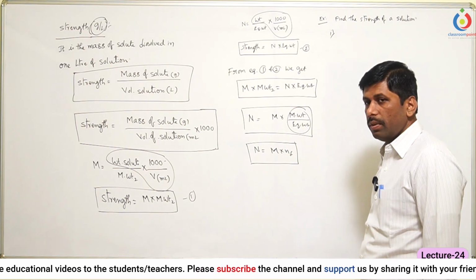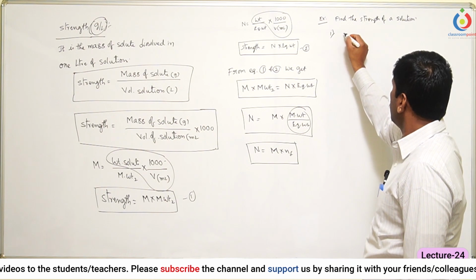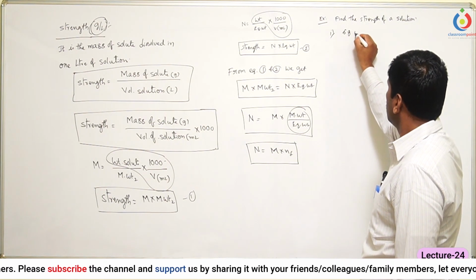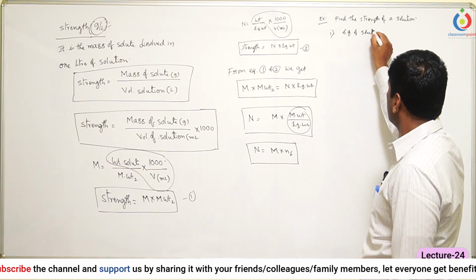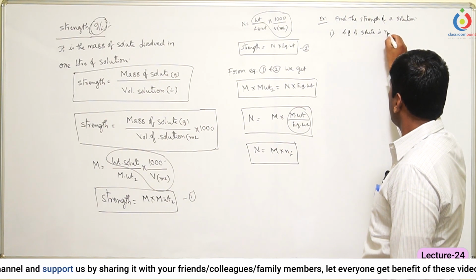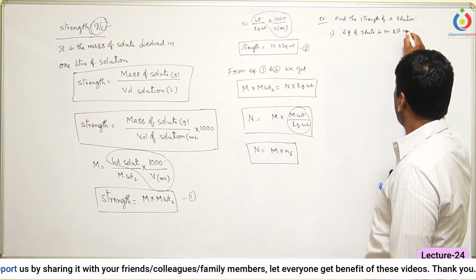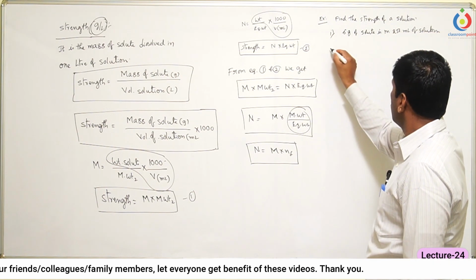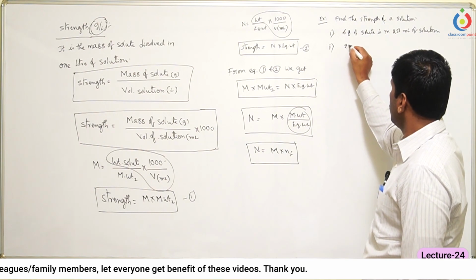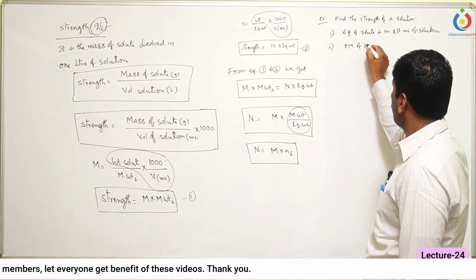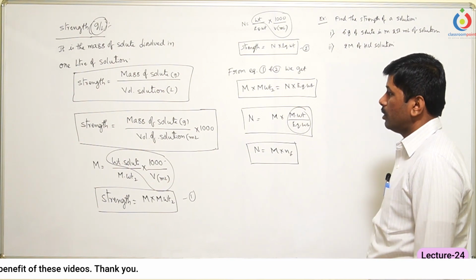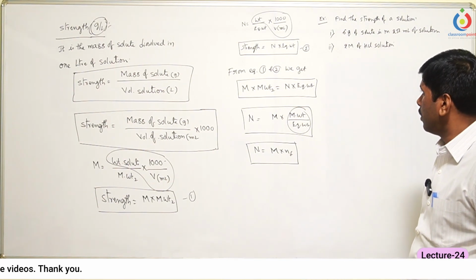So let us take two different solutions. The first has 6 grams of solute in 250 ml of solution. The second one is a 2 molar HCl solution. So these two terms we have to calculate now.